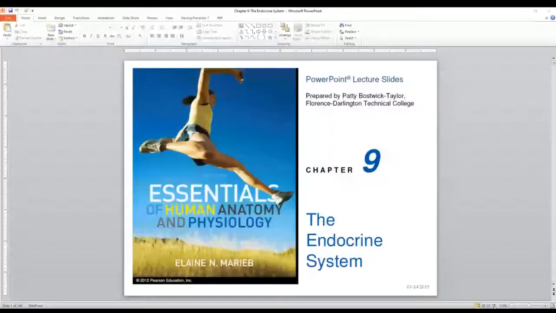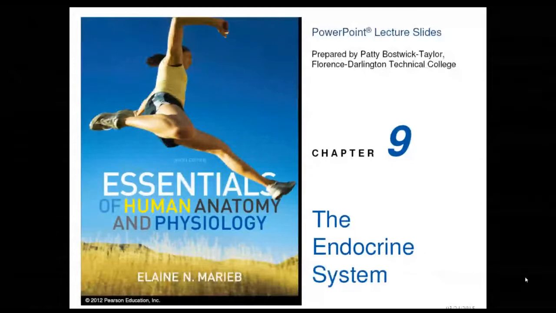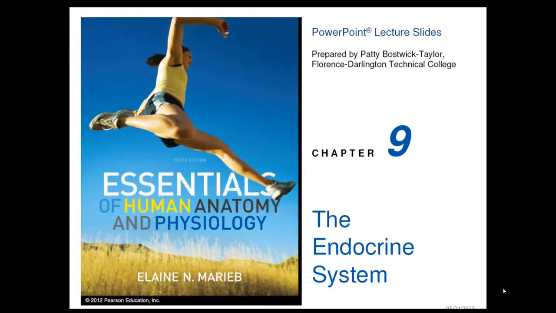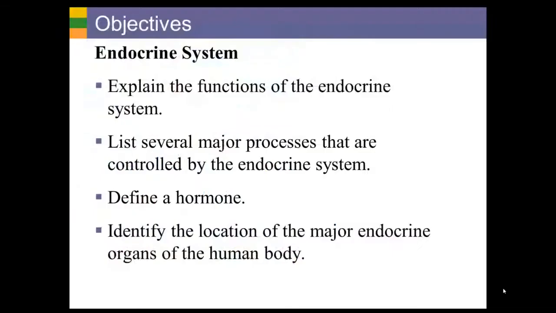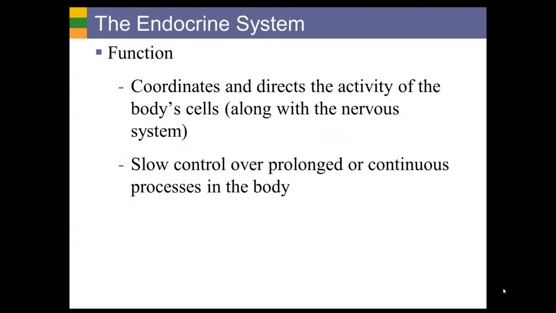Okay, so our next organ system is the endocrine system. We covered the nervous system, which was one of our controlling systems. Our second or sister controlling system is the endocrine system, and this is chapter 9. So let's start off by at least explaining the functions of the endocrine system, listing several major processes that are controlled by the endocrine system. And then if we have time, we'll define a hormone and we'll identify the location of some major organs of the endocrine system of the human body.